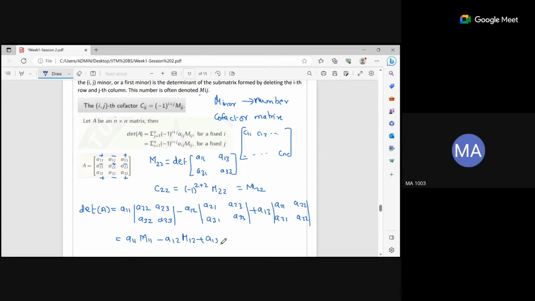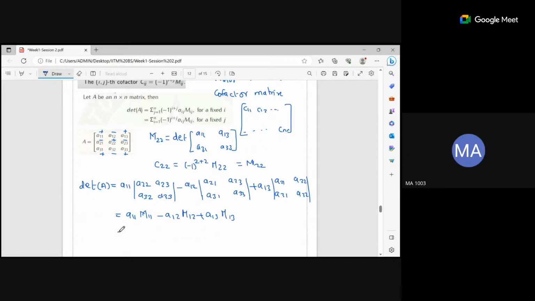All right. And again, the signs, let's see. Let's assume that there is a 1 here. So this 1 is nothing but minus 1 power 1 plus 1, A11, M11. And here let's say minus 1 is there, so minus 1 power 1 plus 2 we can write as this minus 1. I'm writing it this way.